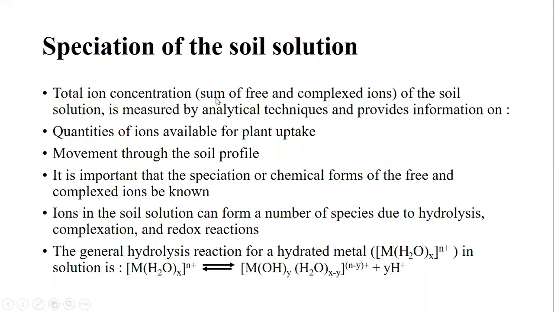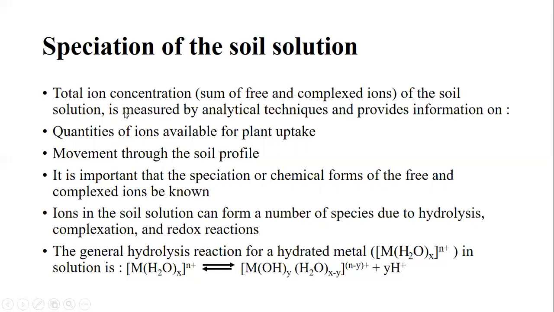Total ion concentration is the sum of free and complex, and remember, that's what we said. Any ion will be either in its free hydrated form or as complexes. So the total ion concentration is the sum when you add all the free and all the complexes to the free form in the soil solution. It is measured by analytical techniques and provides information.